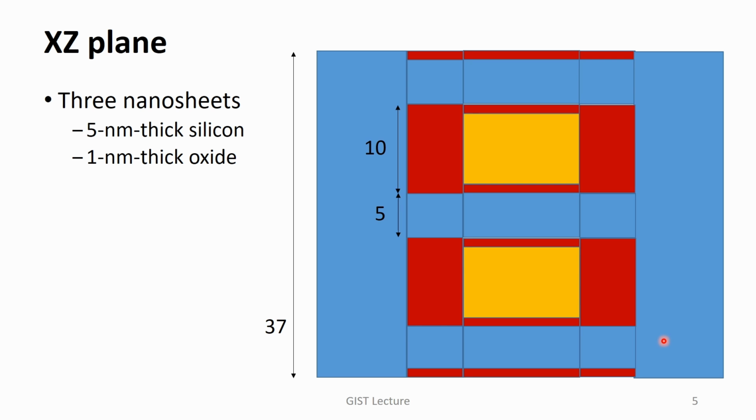For simplicity, we just use a 1 nanometer thick silicon dioxide layer. Of course, in reality, we must consider the high-K material. Between nanosheets, we assume 10 nanometer spacing.